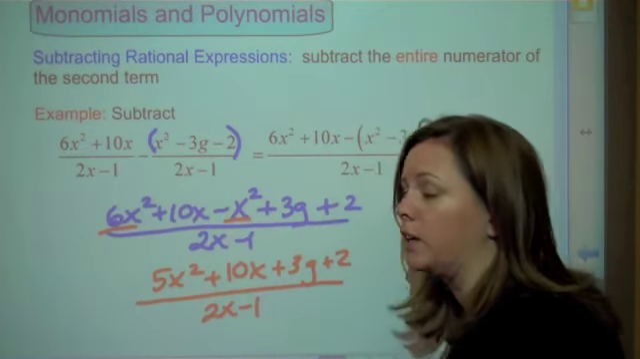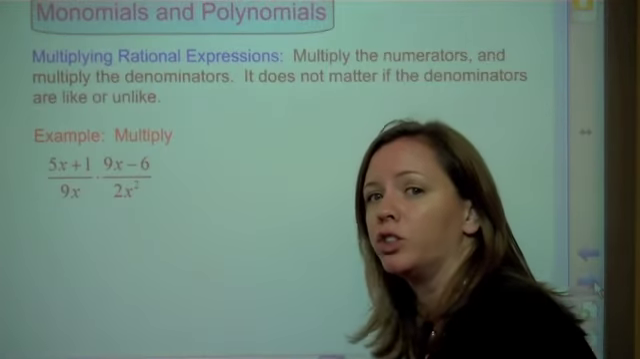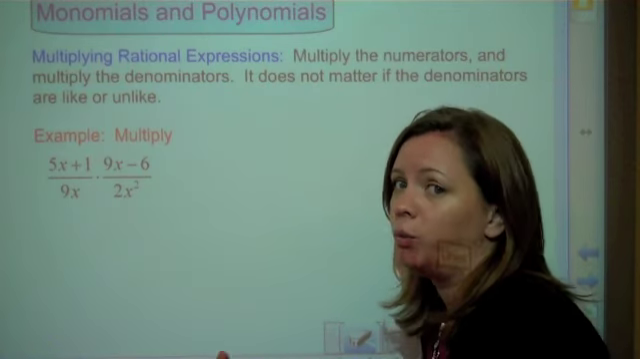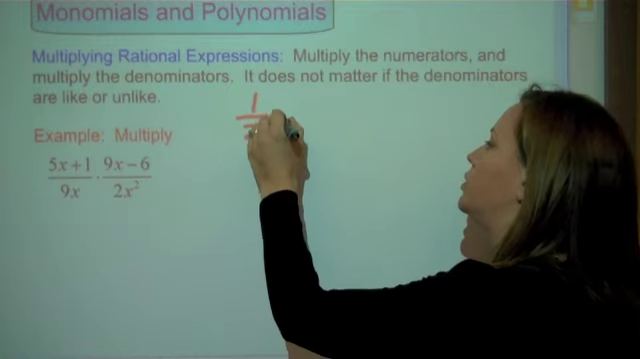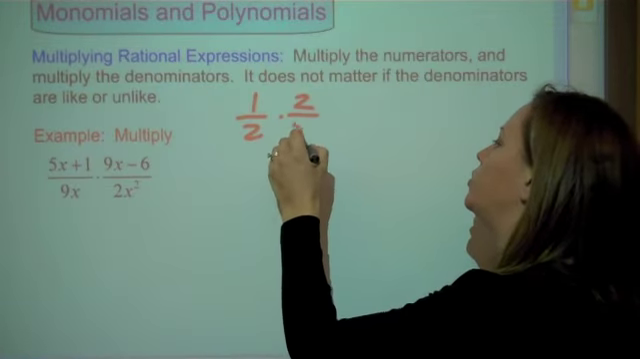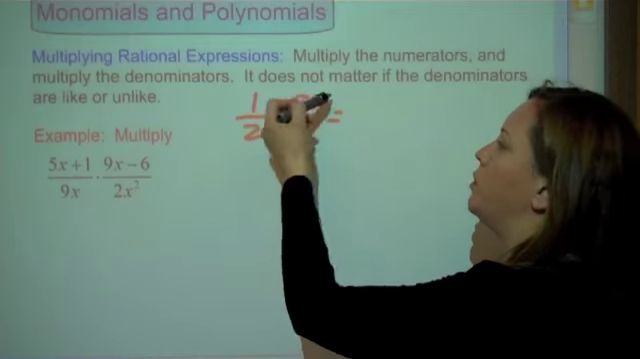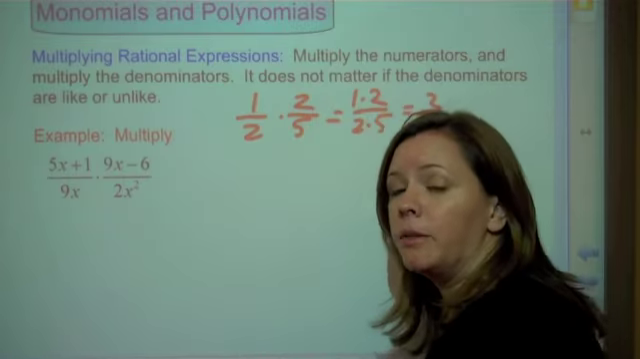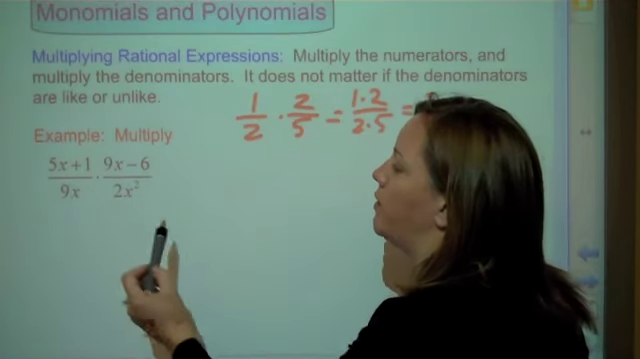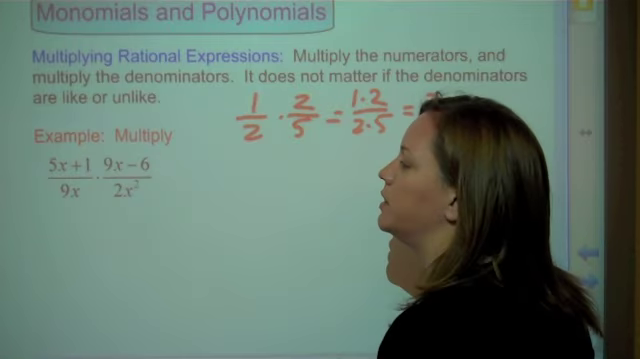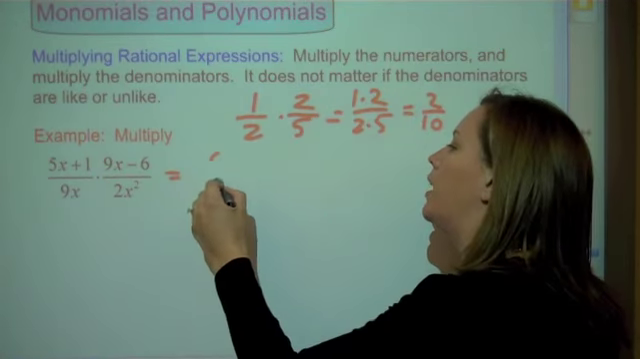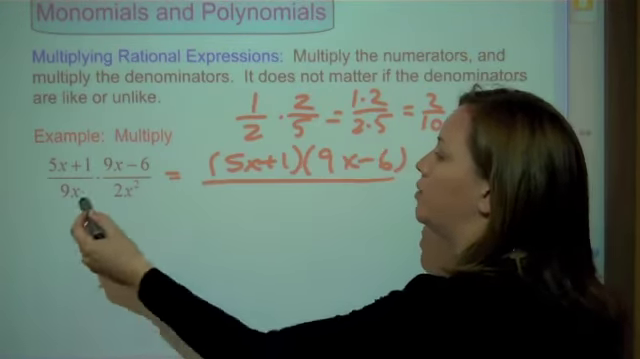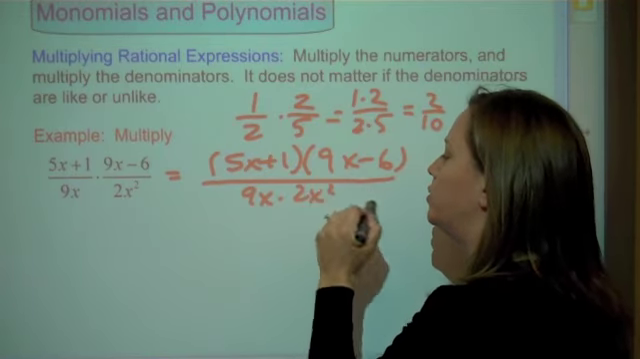All right, one last thing to talk about, and that is multiplying our rational expressions. This is different than adding and subtracting, where we had to have the same denominator. When we're multiplying, we don't have to have the same denominator. Just like with fractions, if I wanted to multiply 1/2 times 2/5, we don't have to have the same denominator. We multiply across the top, we multiply across the bottom. We're going to do the same thing with rational expressions. So if I want to multiply 5x plus 1 over 9x times 9x minus 6 over 2x squared, we're going to multiply 5x plus 1 times 9x minus 6, and then we're going to multiply 9x times 2x squared.